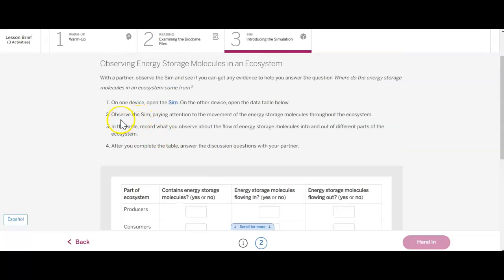You are going to observe the sim. You're going to pay attention to how the energy storage molecules are moving throughout the system. Where are they going? In the table, you're going to record what you observe about the flow of energy storage molecules into and out of different parts of the ecosystem. After you complete the table, we're not really going to have the ability to discuss it, but if you would like to talk with someone else about it, feel free to.